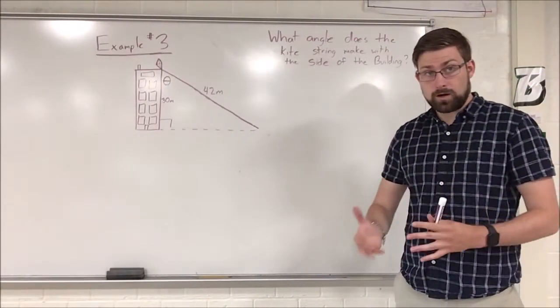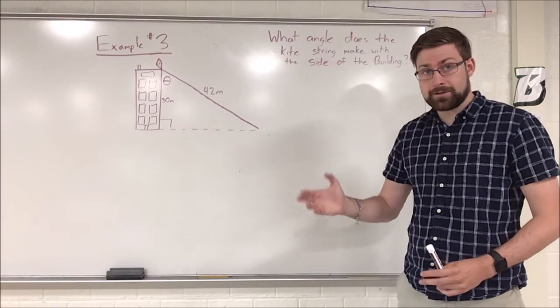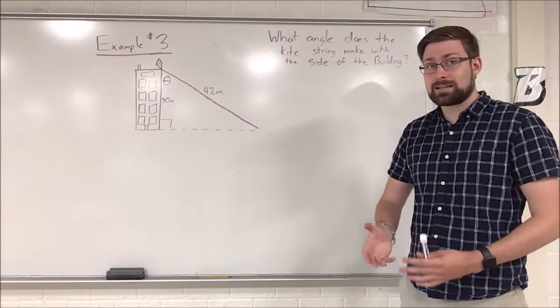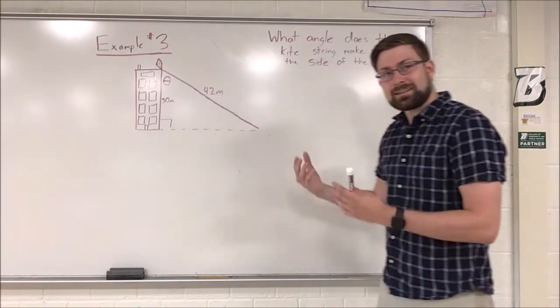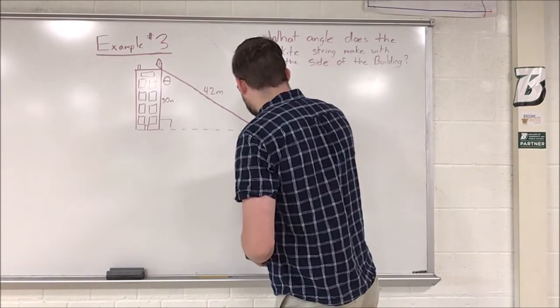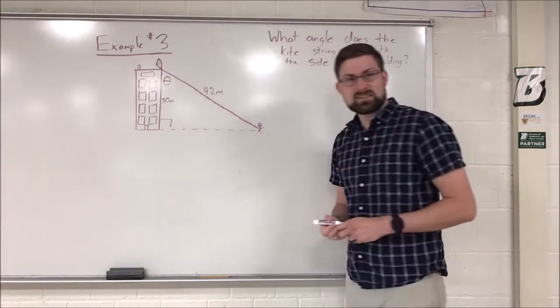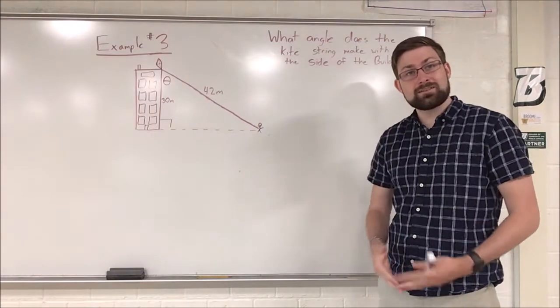Okay, so example problem 3. We have a building and it's 30 meters tall. Some poor kid was flying his kite near the building and it got stuck up on the roof. Now the kite string is still being held by the kid right here. And the string is taut, so it's nice and tight. And it makes this line, therefore giving us our triangle.